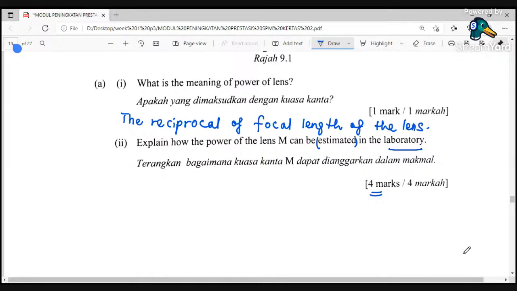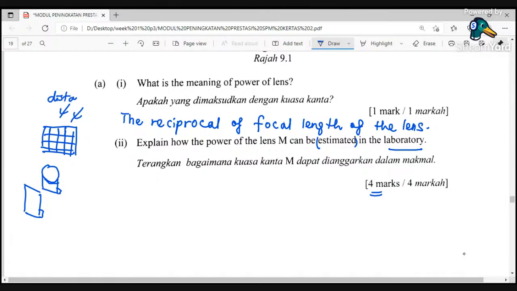Okay. For this type of question, you can also draw diagram. For example, you have a screen and then put a lens on the lens holder. Place it near to the window. Means light will come through, pass through the window. Light from distant object, light coming from the sun, it pass through the window, so you can see the image form on the screen.